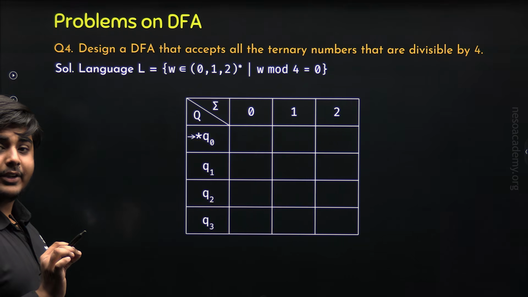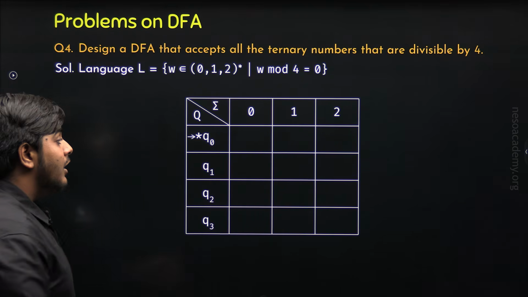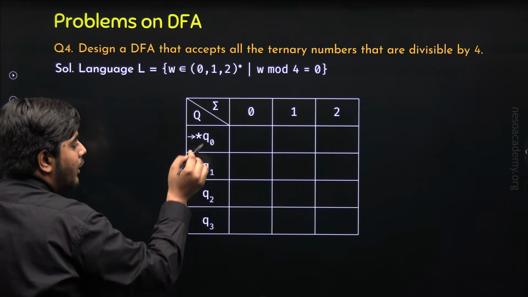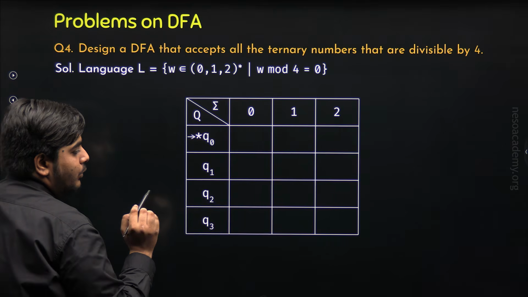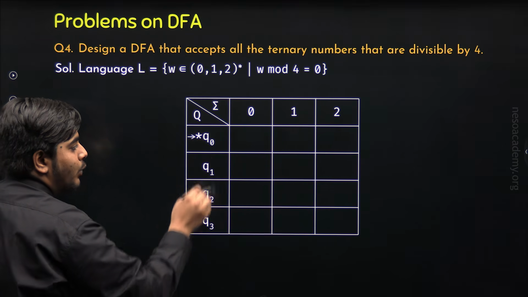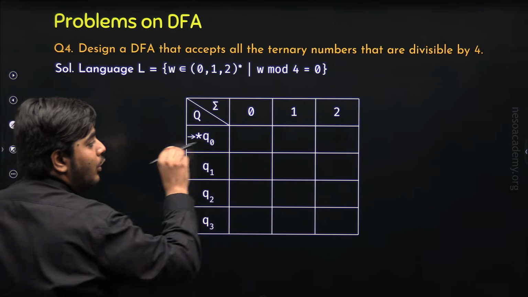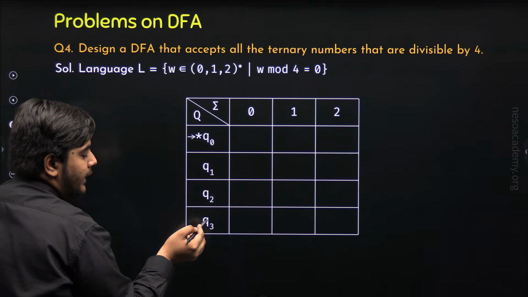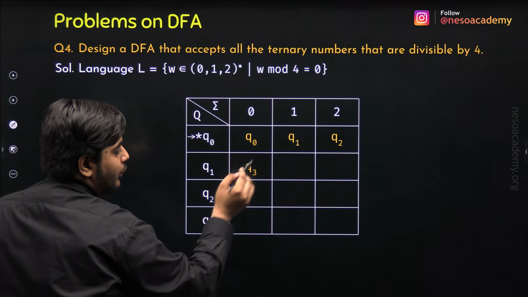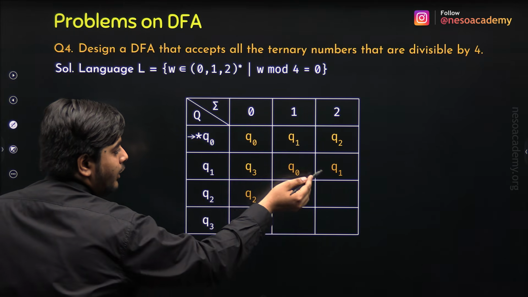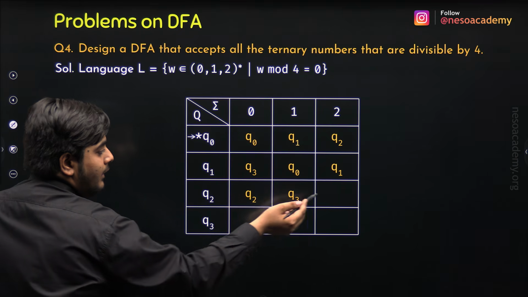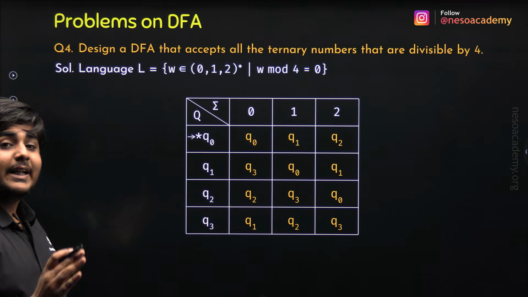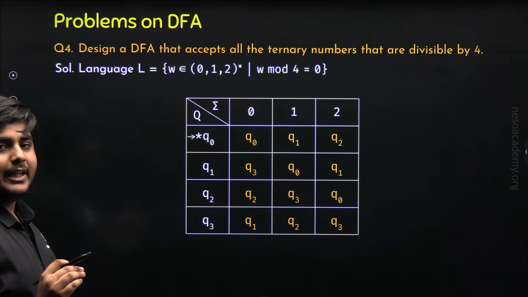Now we will apply the trick. To apply the trick, we just need to keep this sequence in mind, that is Q0, Q1, Q2, Q3. Now we will fill this sequence one after another, row-wise, horizontally. Q0, Q1, Q2, Q3. Again, Q0, Q1, Q2, Q3. In this way, we have completely constructed the transition table.